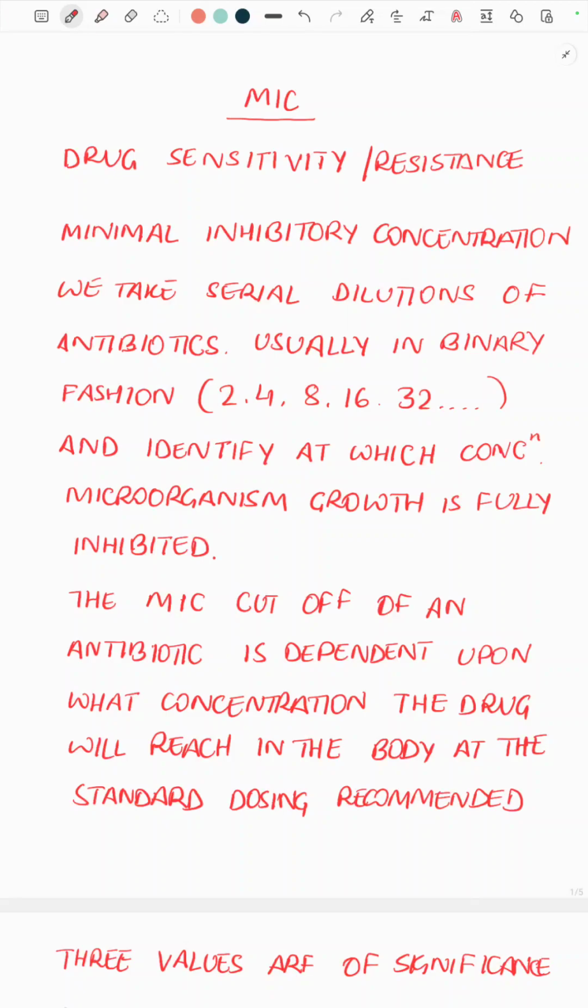a microorganism. When we test for sensitivity, we take serial dilutions of antibiotics, usually in a binary fashion: 2, 4, 8, 16, 32, and identify at which concentration the microorganism is fully inhibited. Different antibiotics have different MIC cutoffs, and generally they are derived from the concentration which those drugs reach in the body if we give them at the standard dose.